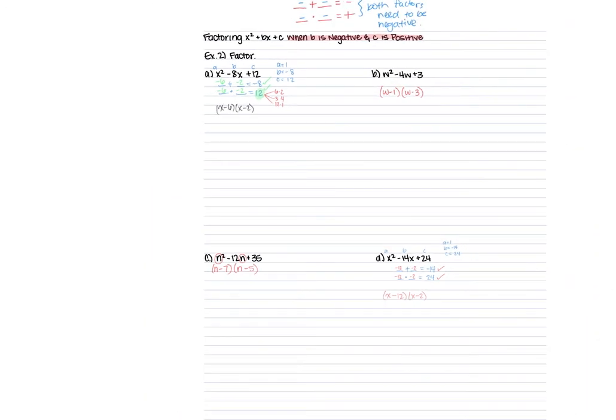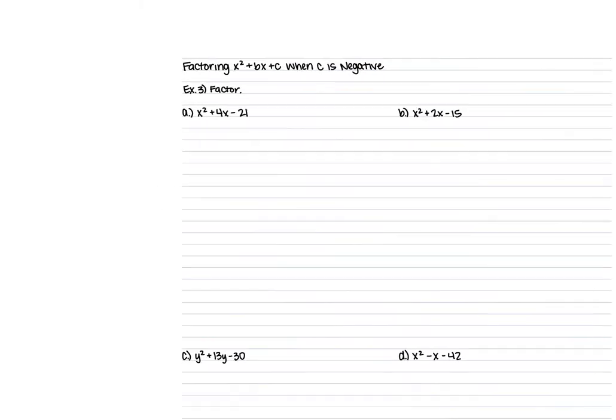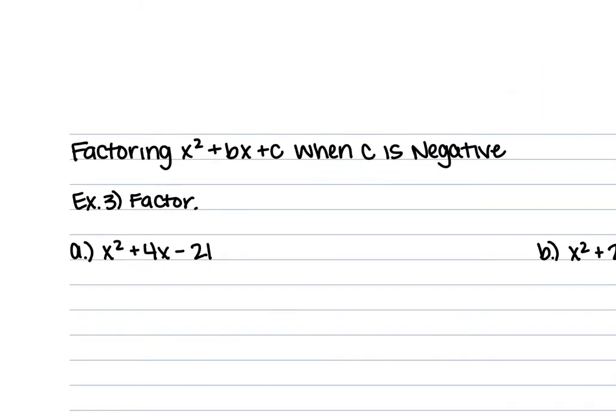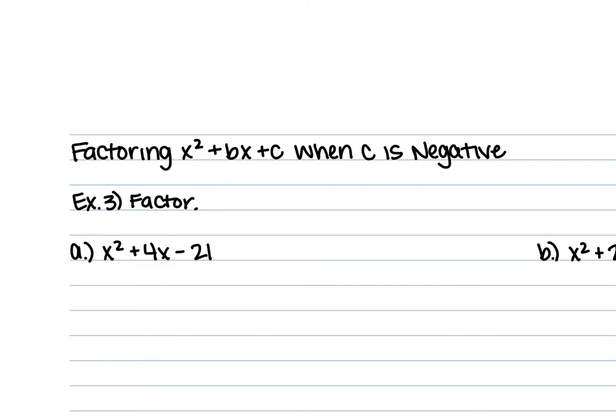All right. Moving on. Our last few examples are when C is negative. B is going to be positive, B is going to be negative, but when C is negative, this is what happens. Highlight that. That would mean a number times a number equals a negative. What do we know about our factors? Brandon? One's positive, one's negative. One has to be positive, one has to be negative.